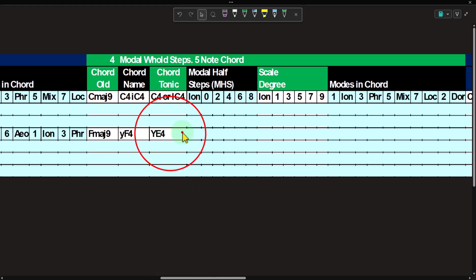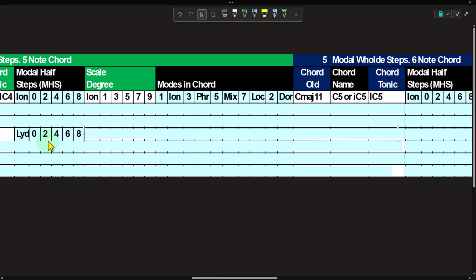So remember that should be an F. Okay, so what would be included? It would be the Lydian, and then we're just saying it's the 0, 2, 4, 6, 8. Those are going to be the distances that we take every note from. The note we're on, plus 2 modal half steps, plus another 2 modal half steps, plus another 2 modal half steps, plus another 2 modal half steps.